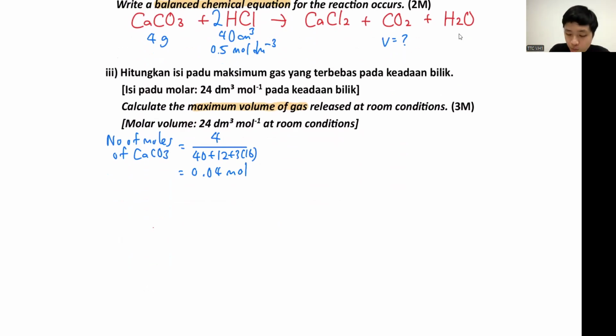Then if you do the ratio, 1 to 1. So 1 mole of CaCO3 to 1 mole of CO2. Better you go and check, in case you're scared. So if you've got 0.04, you get the same thing, 0.04.